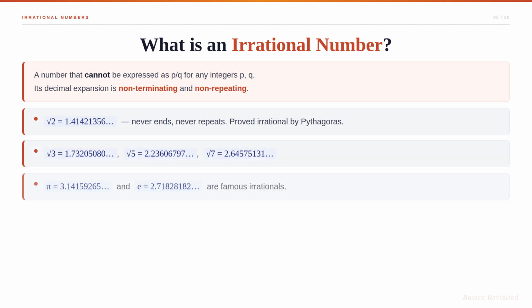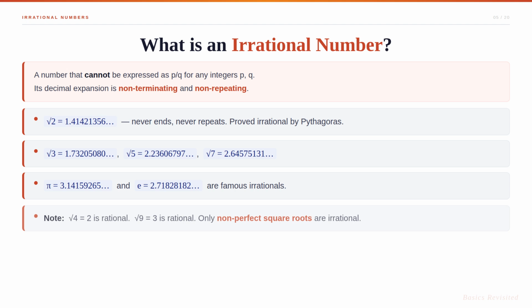Pi equals 3.14159265 and e equals 2.718281882 are famous irrational numbers that appear throughout mathematics. Note carefully, root 4 equals 2, which is rational. Root 9 equals 3, which is rational. Only roots of non-perfect squares are irrational.